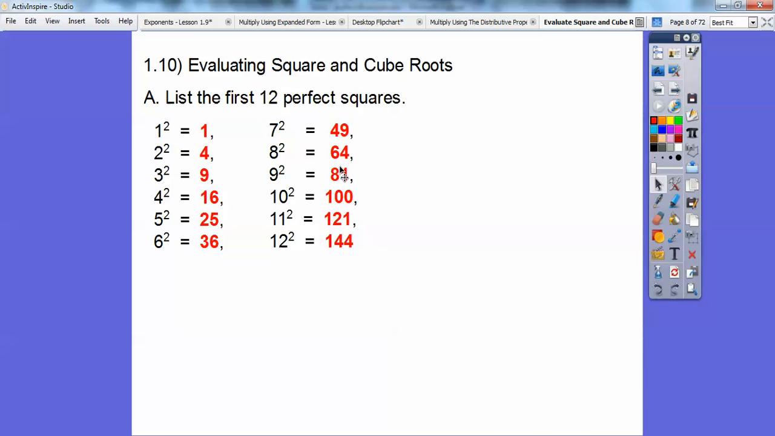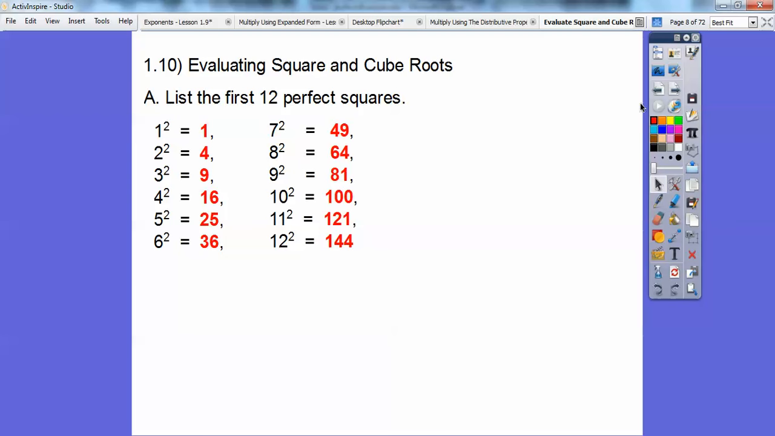8 squared is 64. These are things that, if you don't know, try to get them into your memory banks. They will help you tremendously for the rest of your math if you know the perfect squares all the way up to 12 squared. 9 squared is 81, 10 squared is 100, 11 squared is 121, 12 squared is 144. If you don't know them, you're thinking, I'll never use them again, but you will in your math classes. It would help you a lot.